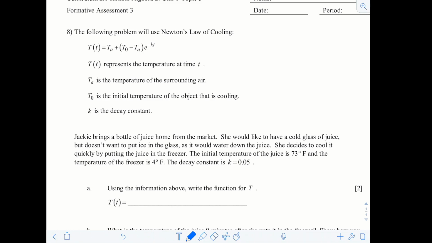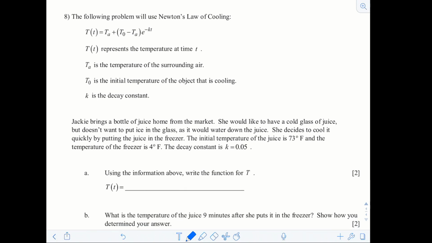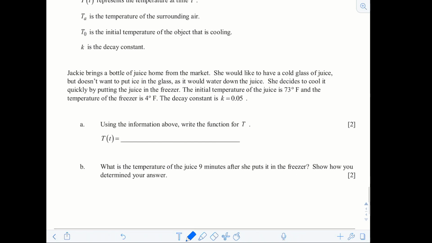So the following problem is using Newton's law of cooling. T of lowercase t represents the temperature at the time t. T of A is the temperature of the surrounding room. T of 0 is the initial temperature of the object that is cooling, and K is our constant. So the difficult part with these specific problems is finding the K value, but if they actually give you the K value, it is super easy.